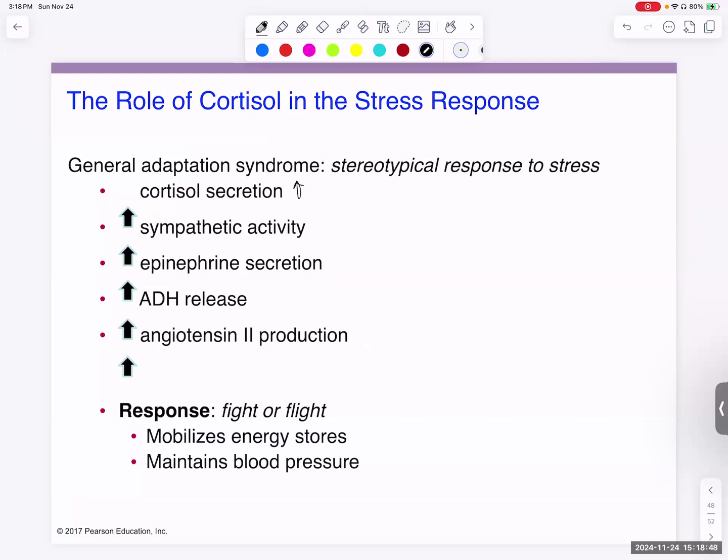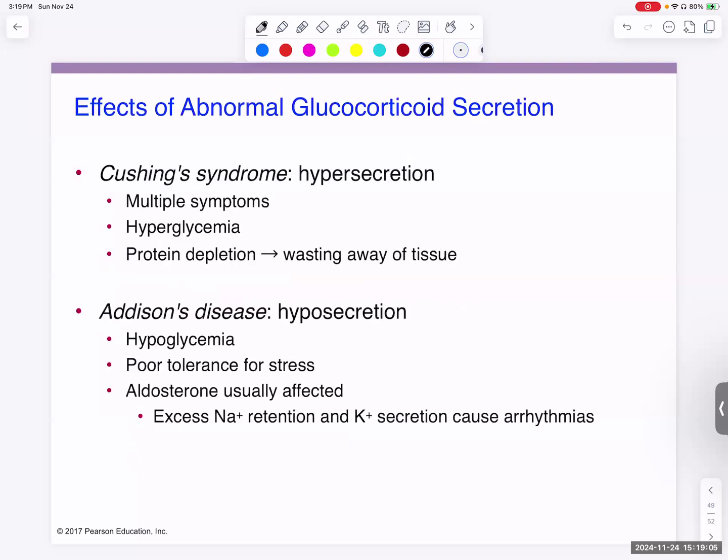So you have an increase in cortisol secretion, you have an increase in sympathetic activity, epinephrine, antidiuretic hormone, angiotensin. This is affecting blood pressure going up, and it keeps that blood pressure high.